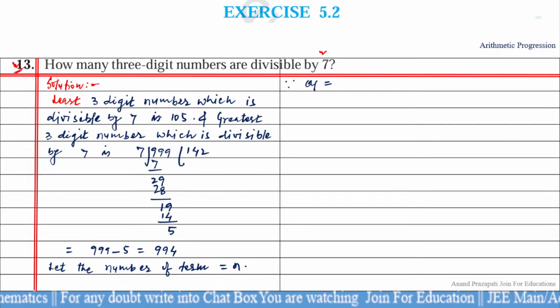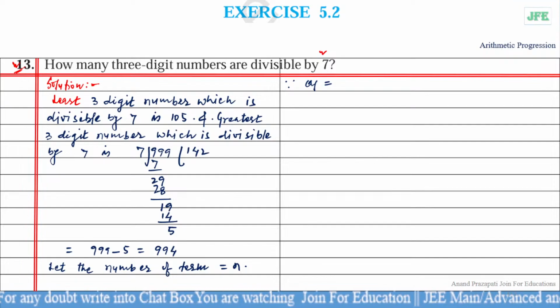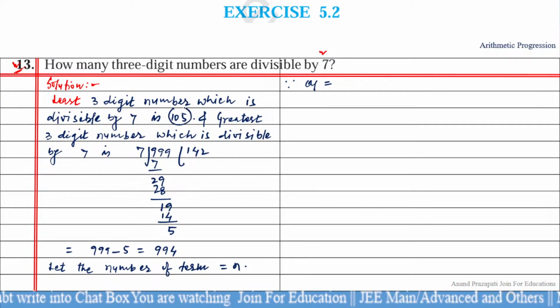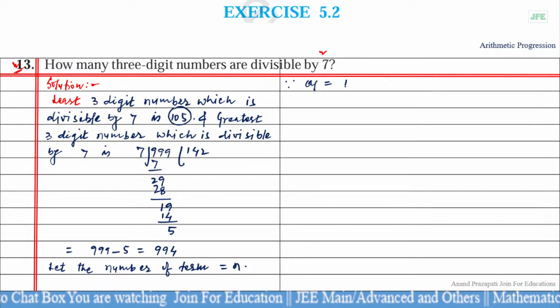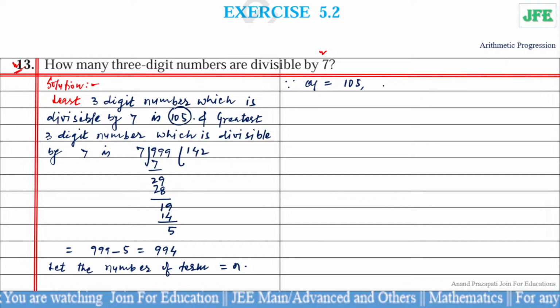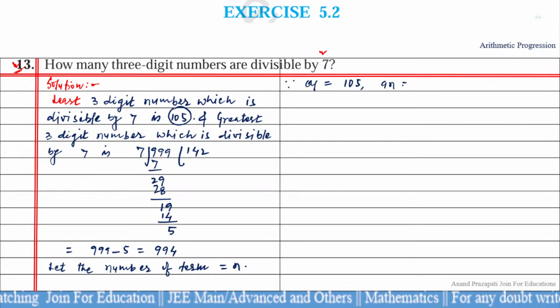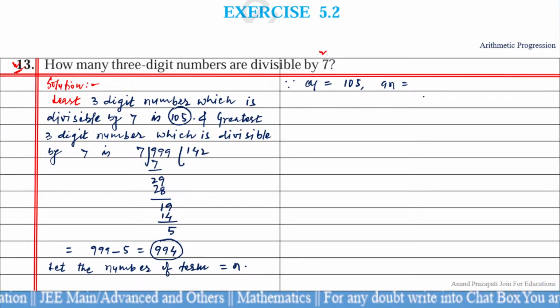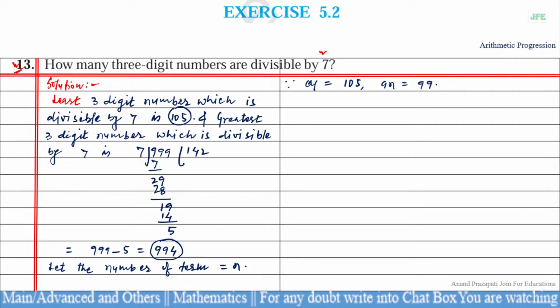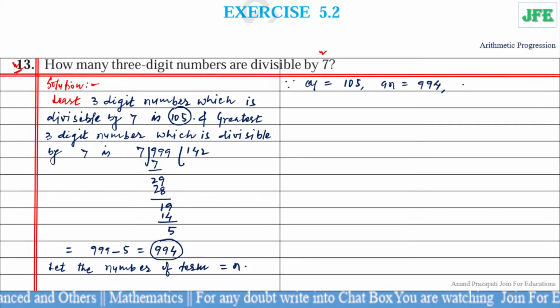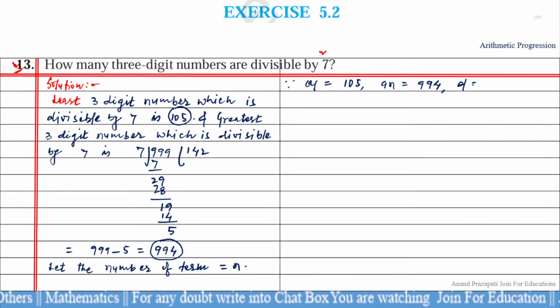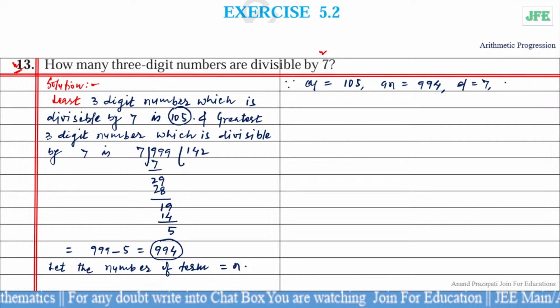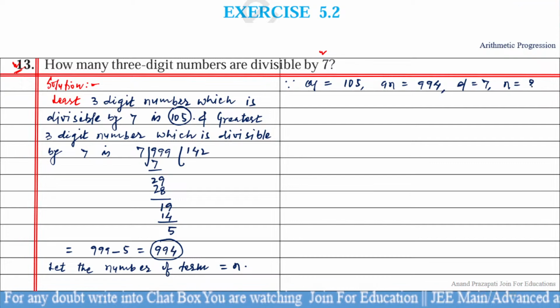Therefore, the first term here will be 105. The nth term here will be 994. And d here will be 7. And in this question, what is the value of n?